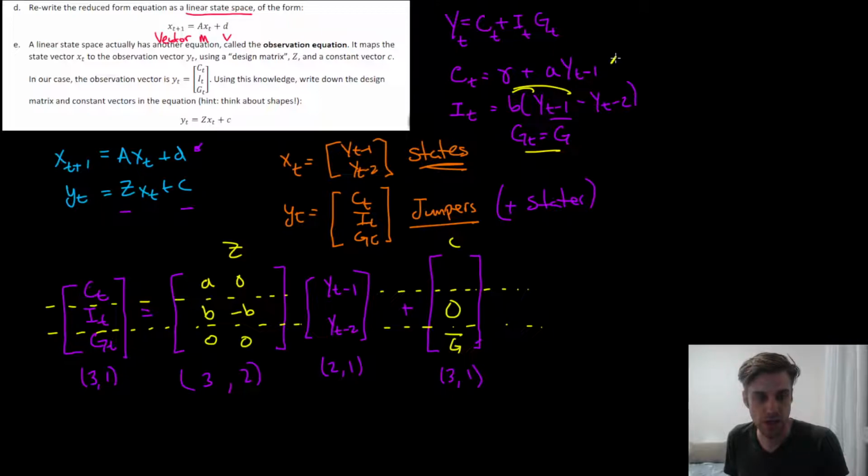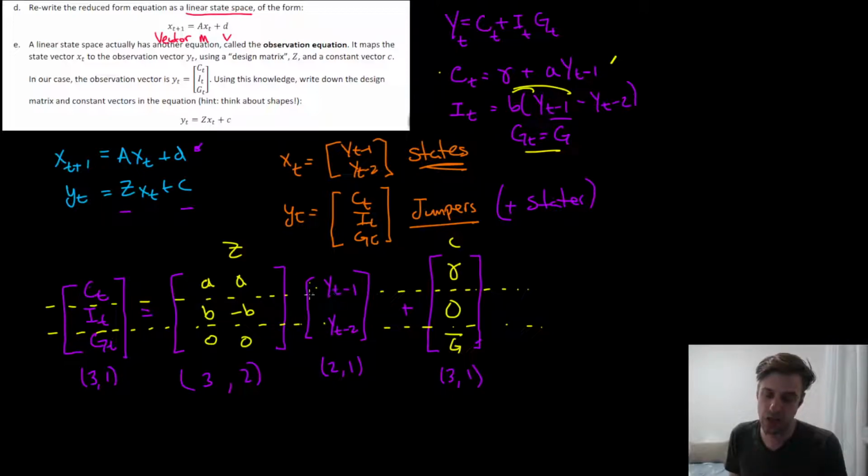And lastly, for CT, looking at this equation, we need A of YT minus 1, and we need 0 of YT minus 2. And then for C, we need gamma. And there you go. So you can see that when we do the matrix multiplication, we get A YT minus 1 plus gamma, and we get back the C equation.